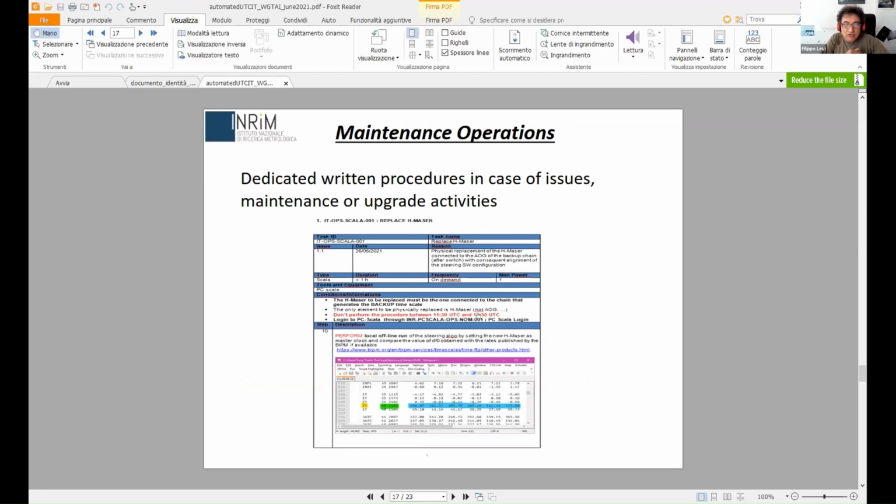Then we have also developed a series of written procedures in case of issues, so that we can maintain and restore all the levels, because since we are continuously running a system, we have different people that are asked to intervene in the laboratory and to solve the problem. And not all of them have the same degree of technical confidence with the system. And so we have important documentation for doing all these activities.